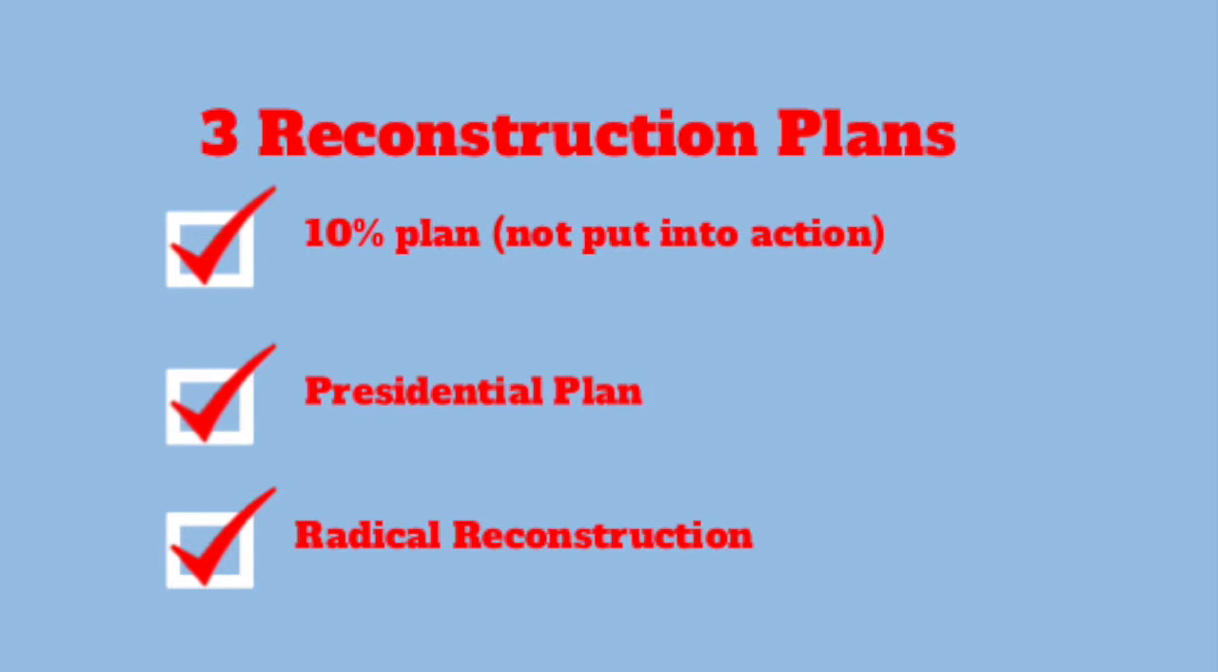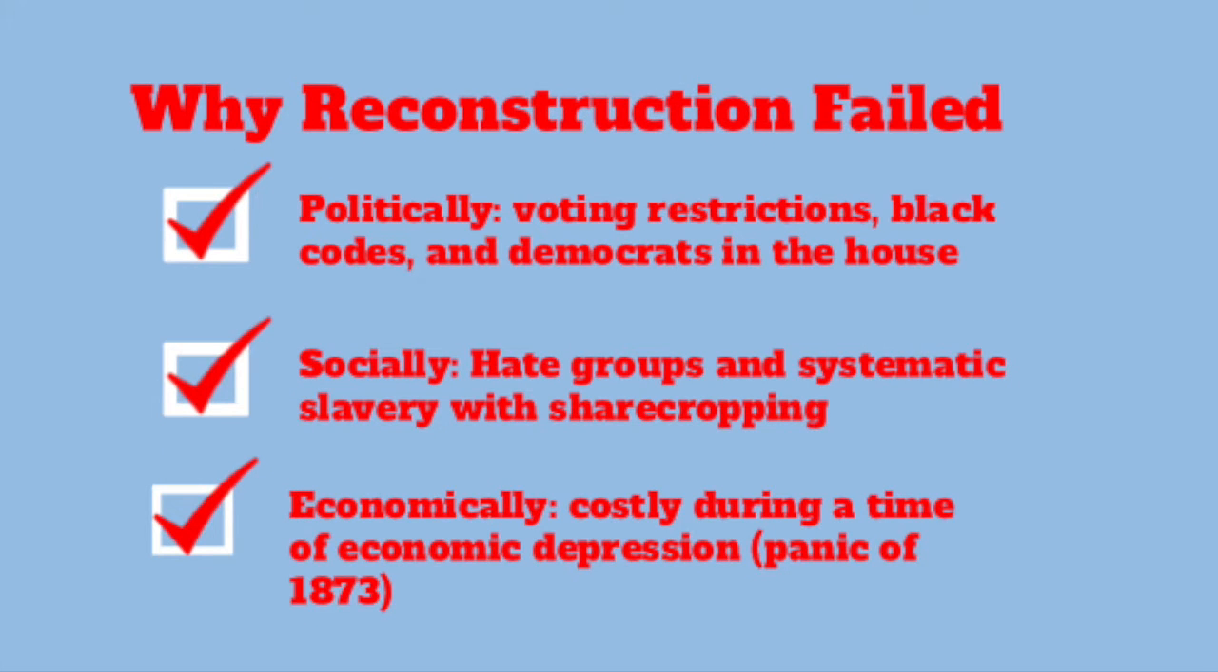The important things to know are the three Reconstruction plans: the 10% plan, which is not put into action, presidential Reconstruction, and radical Reconstruction. Also, why Reconstruction failed. Politically, it restricted voting rights, black codes, and Democrats in the House of Representatives. Socially, hate groups and systematic slavery with sharecropping, and economically, it was costly during a time of economic depression.